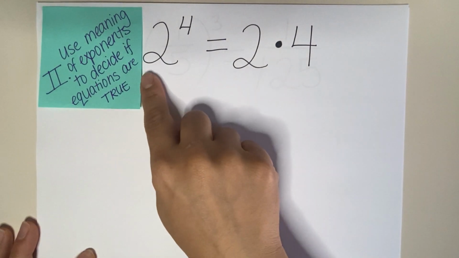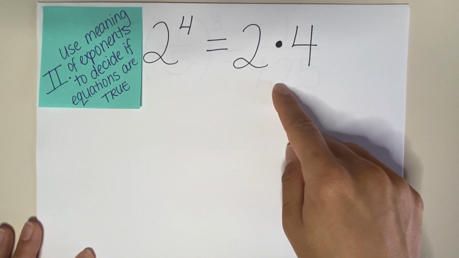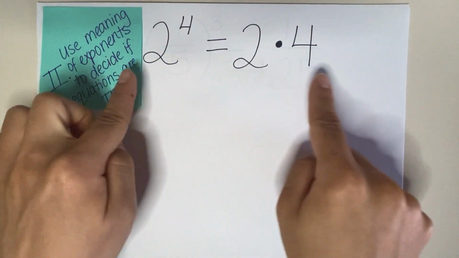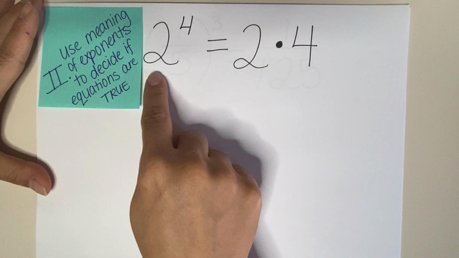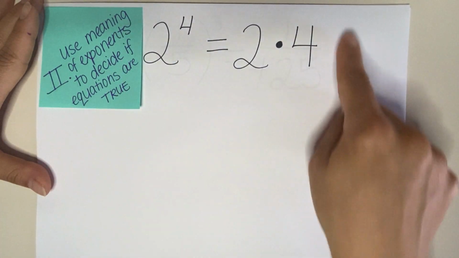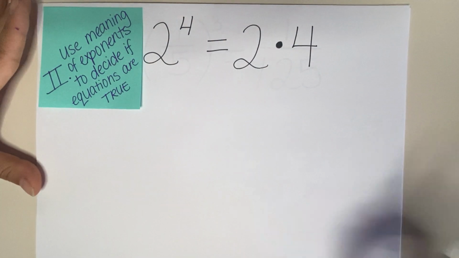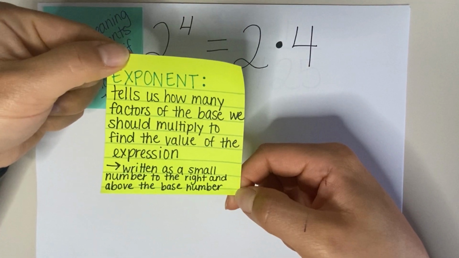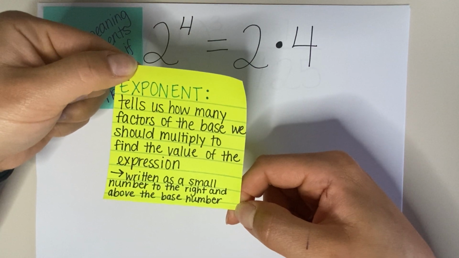So here we have 2 to the 4th power. Is this actually equal to 2 times 4? And remember, for equations, both expressions need to have the same value. So let's go ahead and solve this side to see, are they the same? So we have 2 to the 4th power. And remember, an exponent tells us how many factors of the base we should multiply to find the value of the expression.